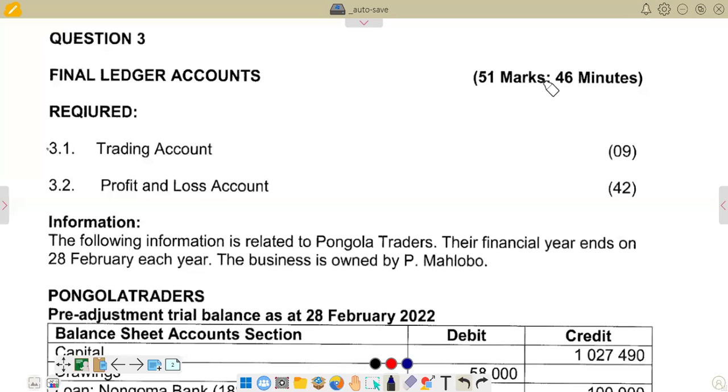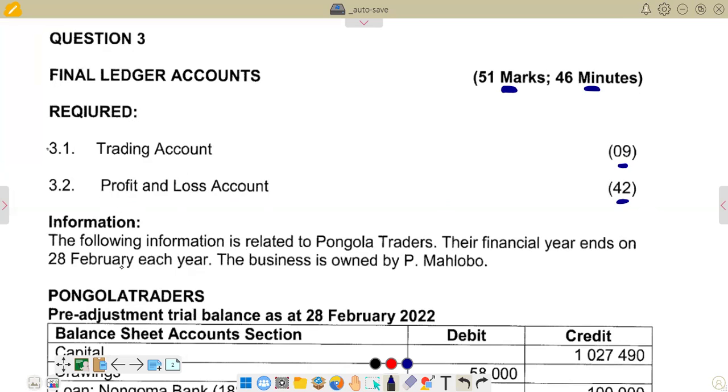So let's take note. The question has 51 marks, and it requires us to spend about 46 minutes on it. On the required part, the first part is the trading account, which is 9 marks, and then we have the profit and loss account on the second part, which is 42 marks. The following information is related to Pongola Traders.